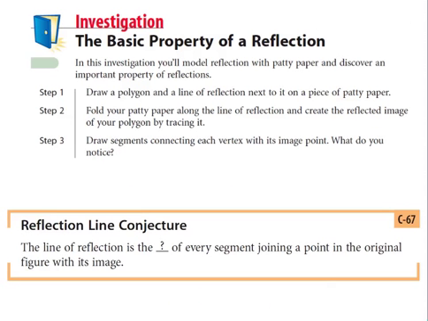All right, so now I've given you some patty paper. It says draw a polygon and a line of reflection next to it on a sheet of patty paper. So you can just draw any polygon. It doesn't have to be anything. It could be a square, a rectangle, a trapezoid, a triangle. Okay, so go ahead and just draw a polygon.